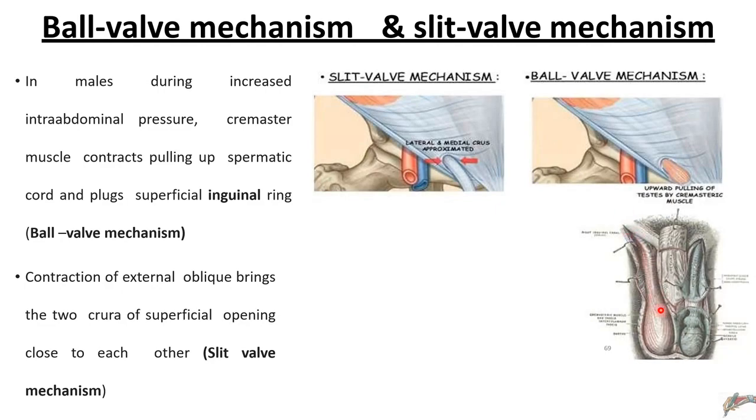Whenever it contracts, it will pull upwards, and it will result in closure of this ring. Whenever it contracts upwards, it will reduce the gap. It will plug the superficial inguinal ring, reducing chances of herniations occurring. So that's the ball valve mechanism.